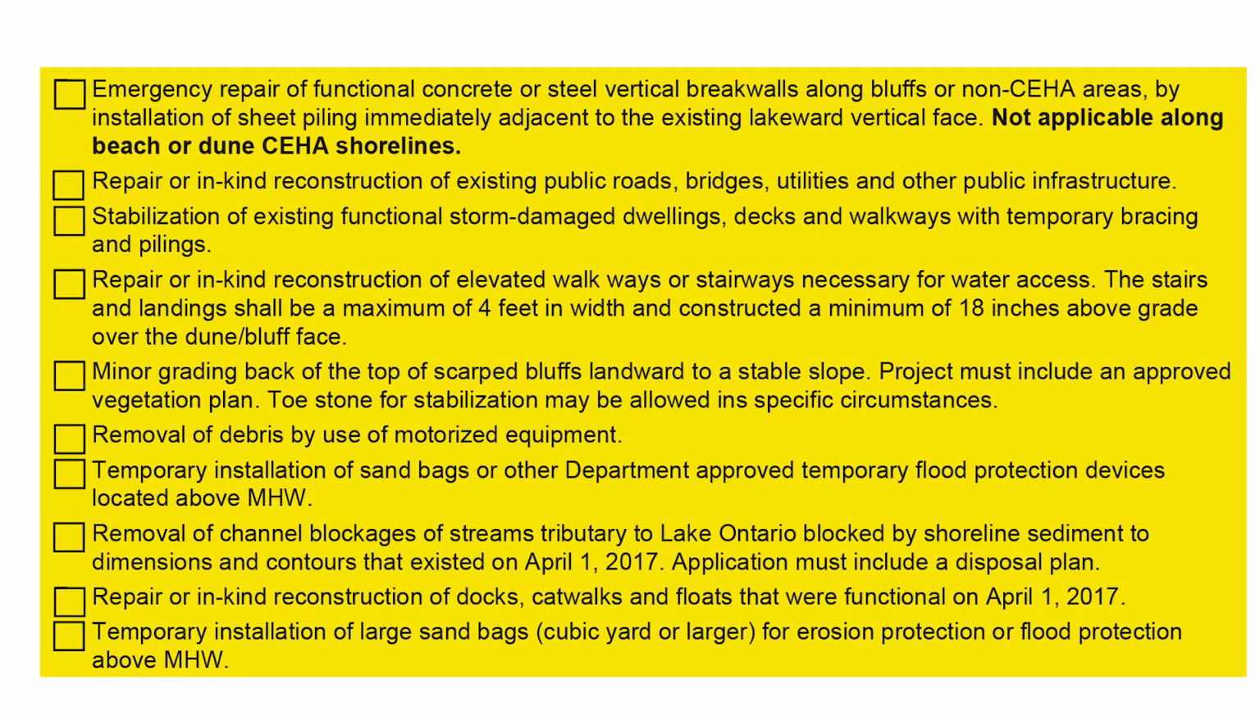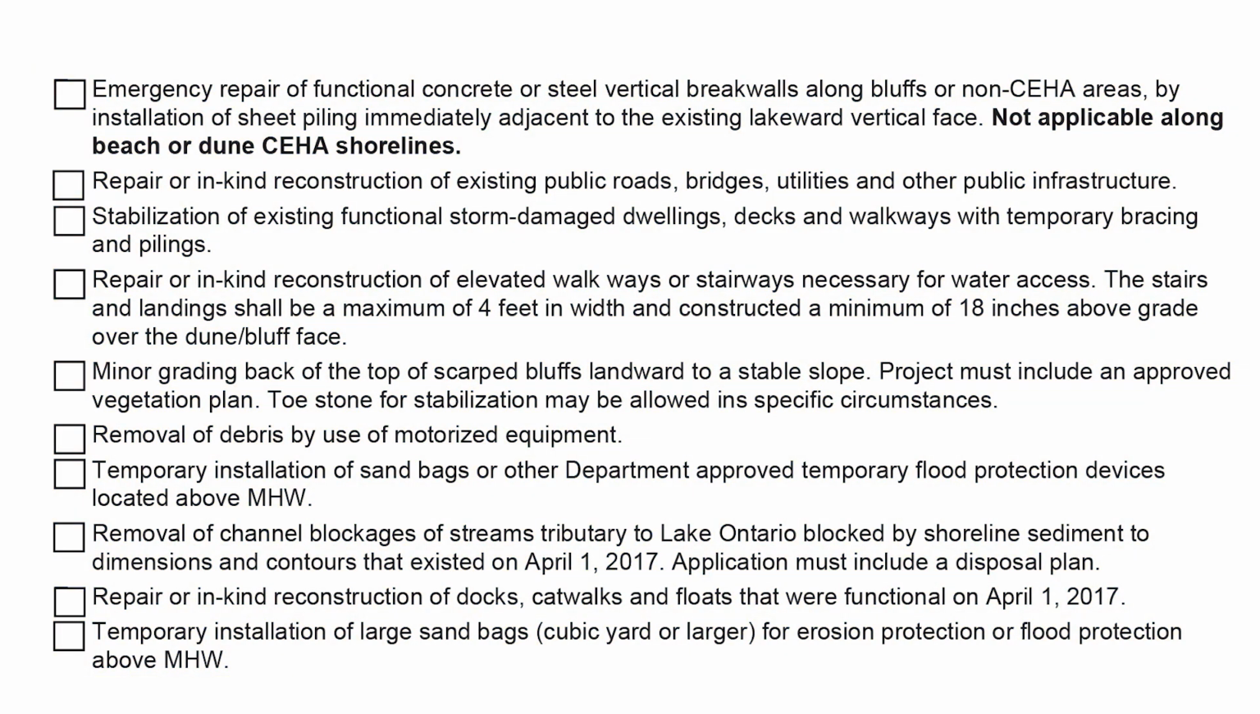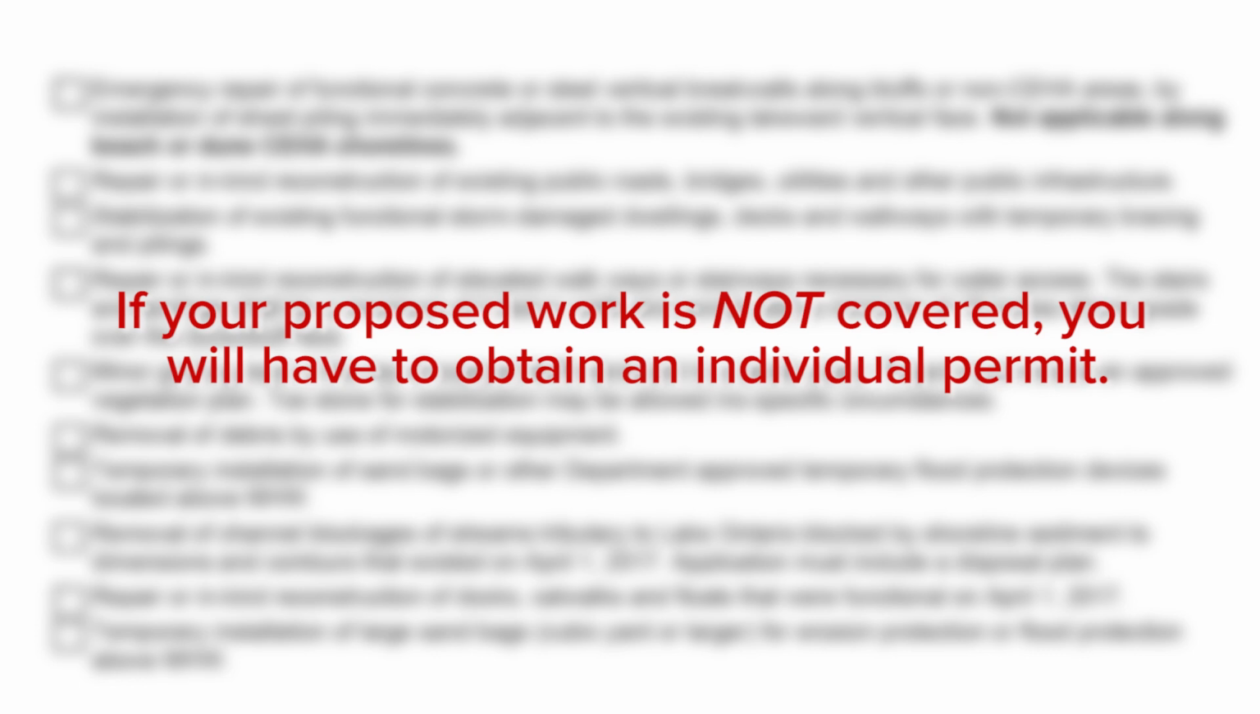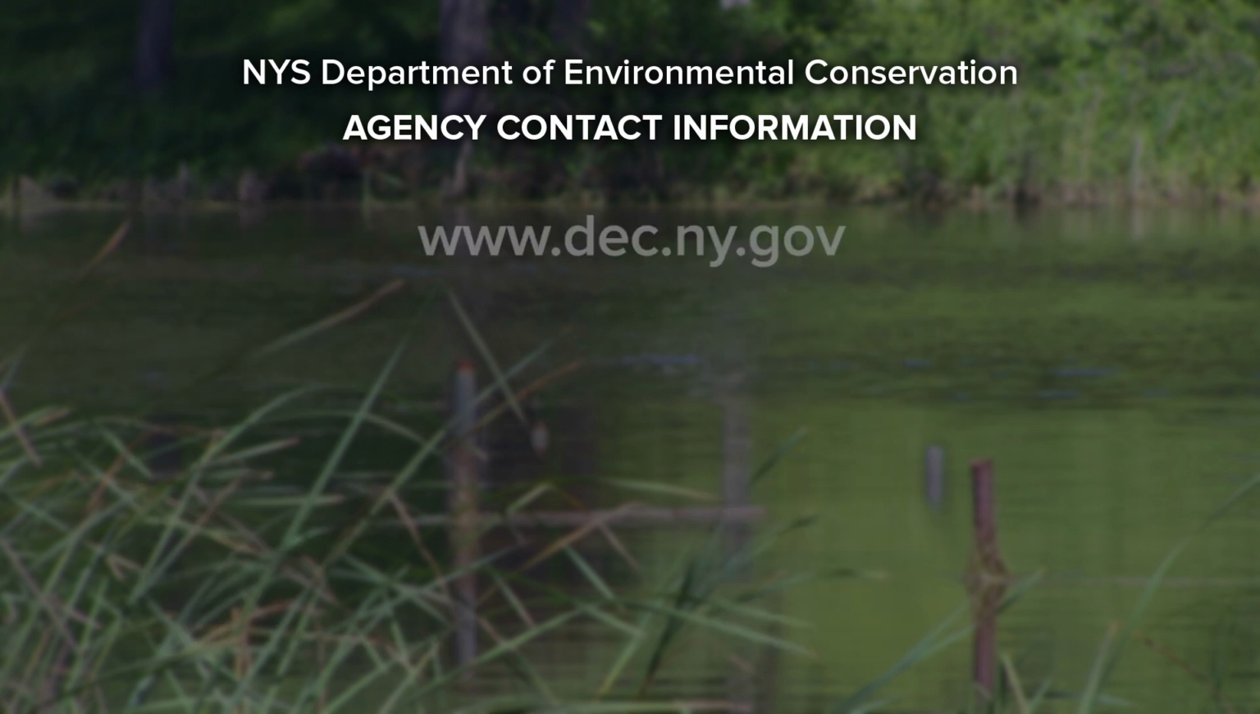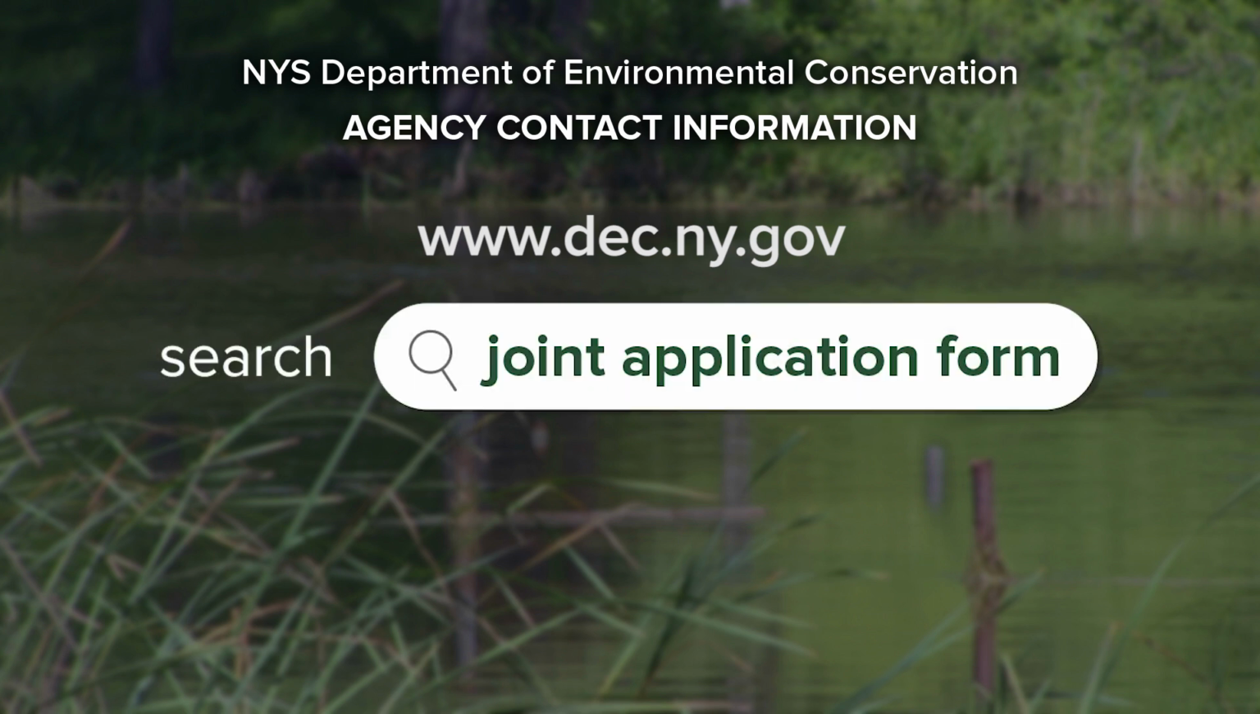Check all that apply to your project. If your project is not on the list, then your work cannot be covered by the general permit. If your proposed work is not covered, you will have to obtain an individual permit. For instructions on an individual permit application, call your local DEC regional office or visit the DEC website at www.dec.ny.gov and search Joint Application Form.